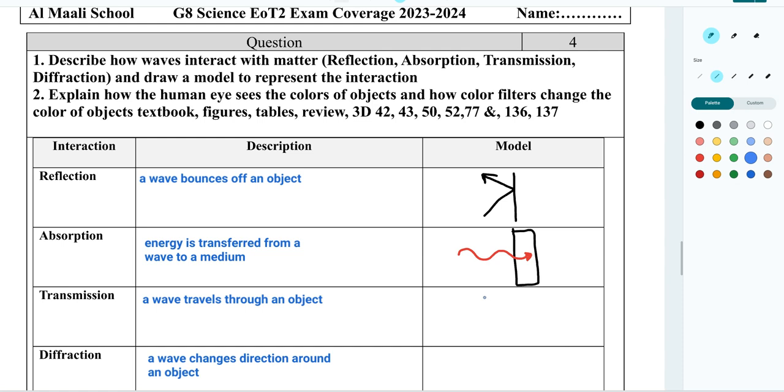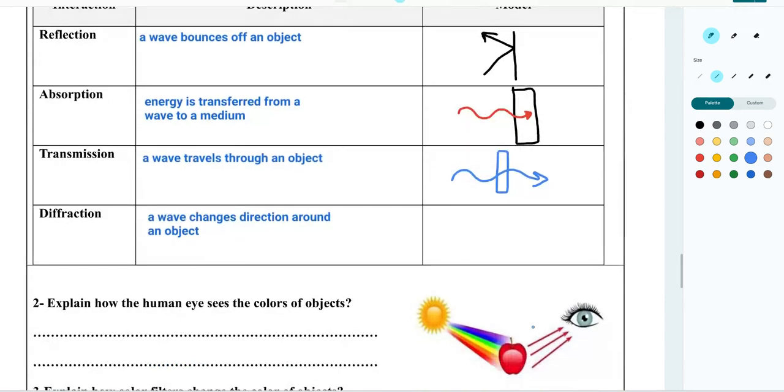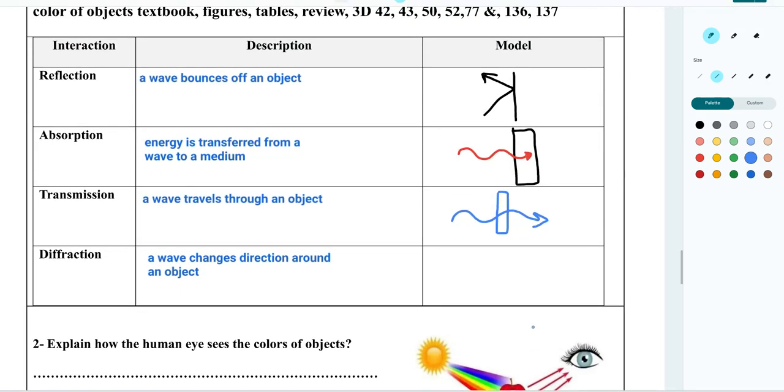Let me go ahead and do transmission. Here's my barrier. My wave is traveling through and it passes through. So if we're talking about light, light is transmitted through transparent objects.